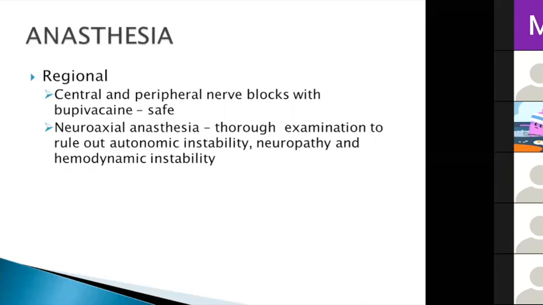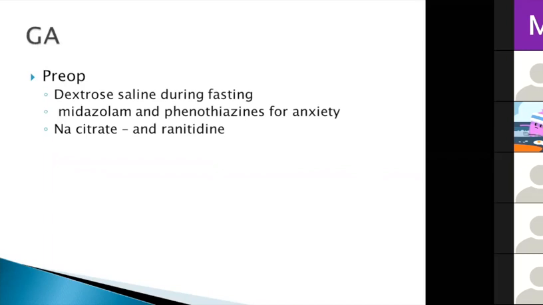So in terms of regional anesthesia, central and peripheral nerve blocks can be done with bupivacaine. They can be safely done with bupivacaine. And neuraxial anesthesia is also not contraindicated, but you need to do a thorough physical exam to rule out autonomic instability, neuropathy, and hemodynamic instability.